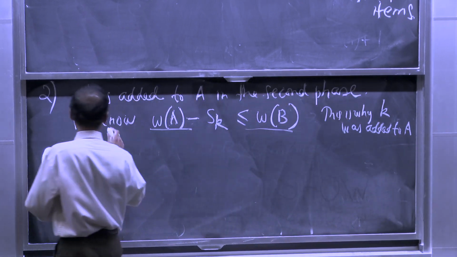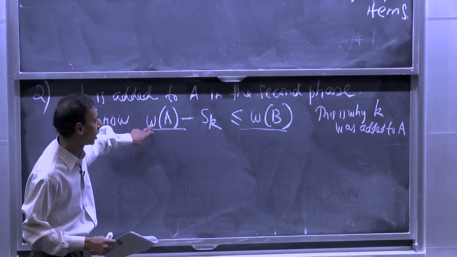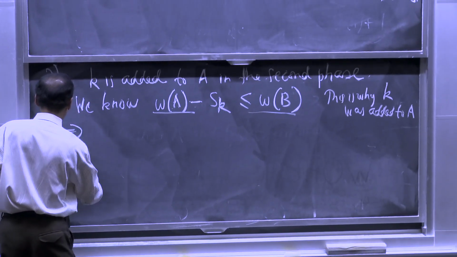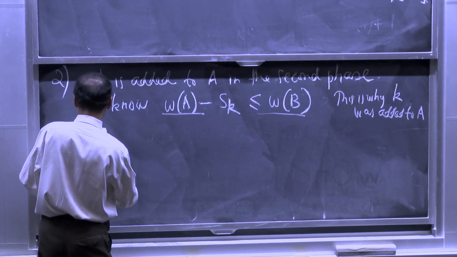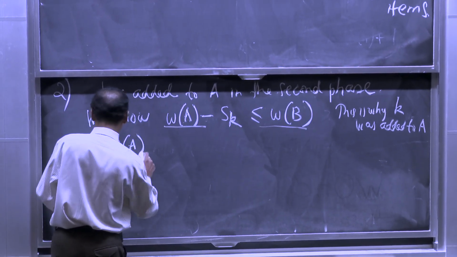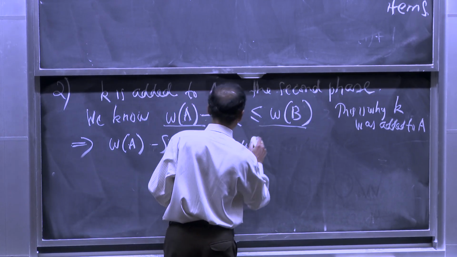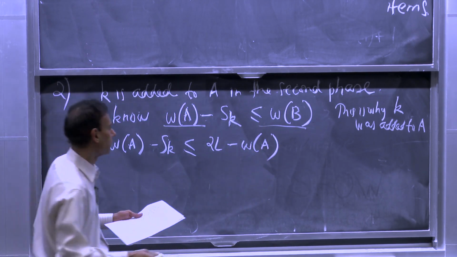I want to be a little careful here, given that you're overloading A and B, but I'll try and point out what each of these statements actually means, and ask questions if you're confused. I know that WA minus SK is less than or equal to 2L minus WA. That's just a substitution because WA plus WB equals 2L.